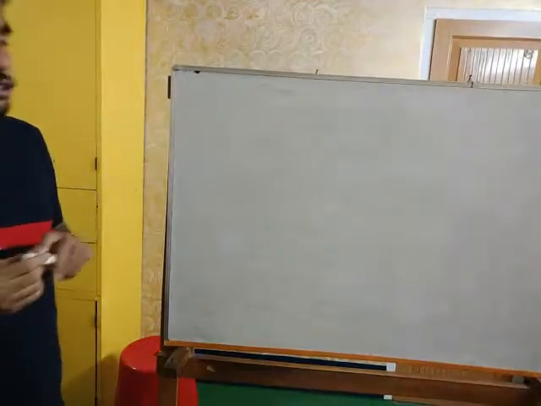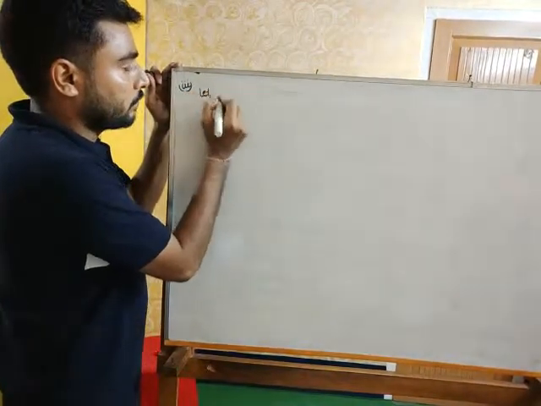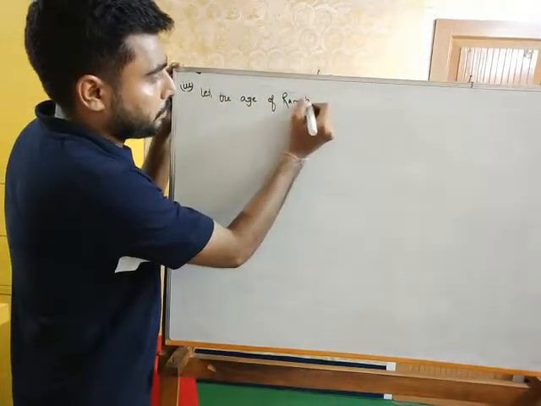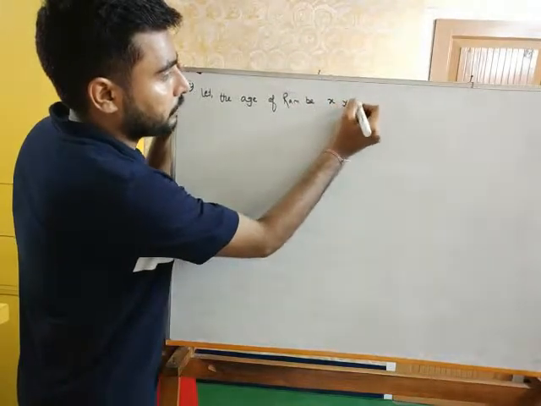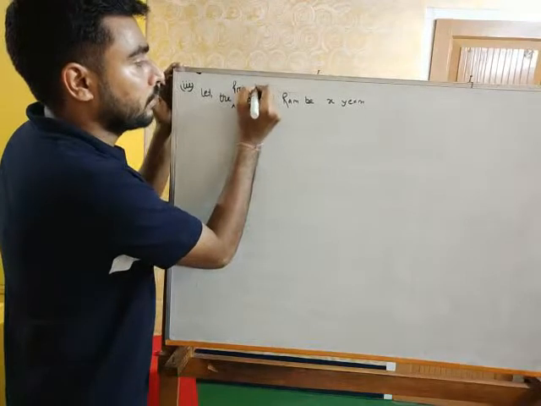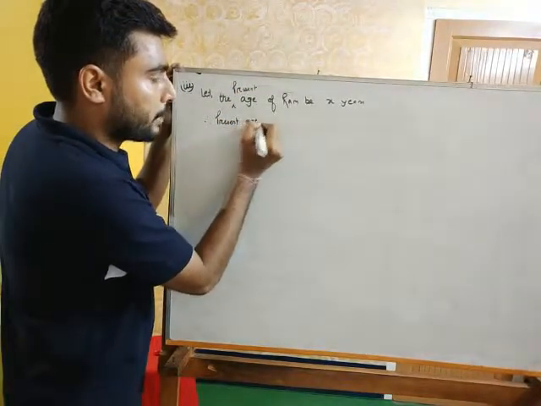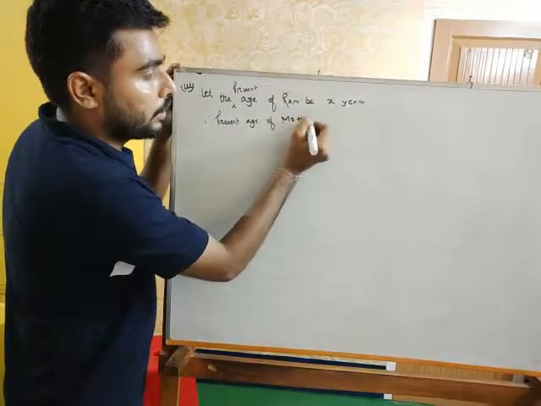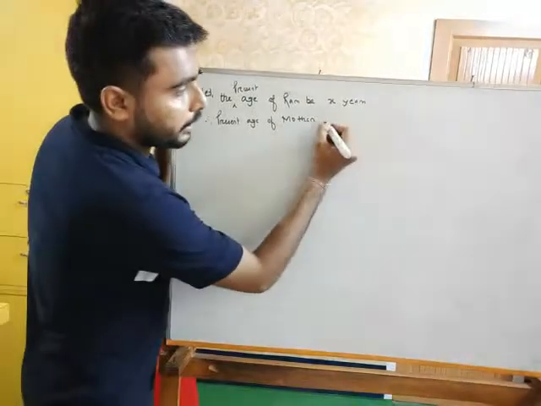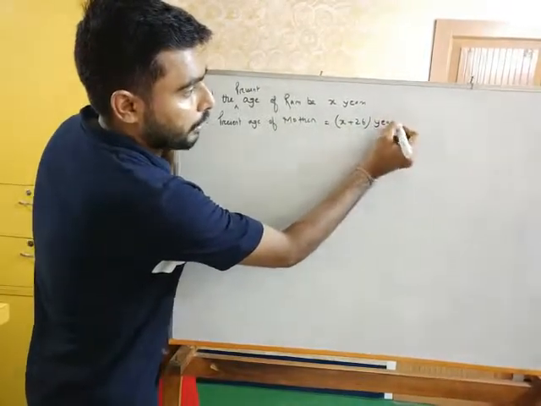So we'll write, let the age of Ram be X years. We'll mention present age, okay? So therefore, the present age of mother, his mother is what? 26 years older. So whatever the age of Ram is, plus 26 years will be the age of the mother.